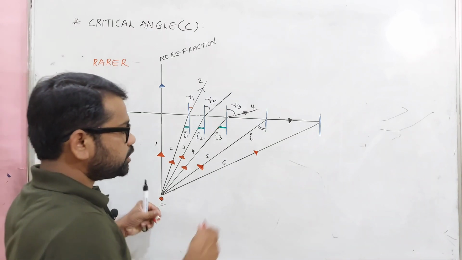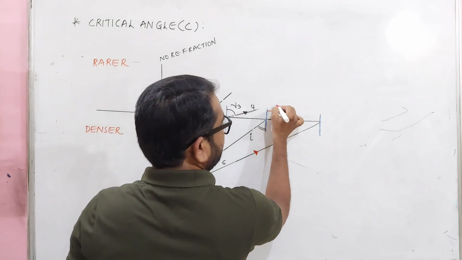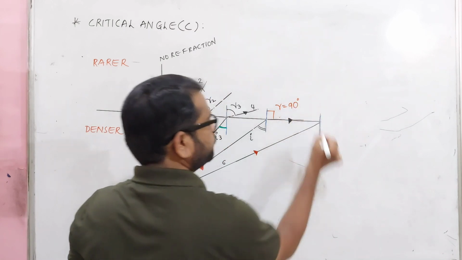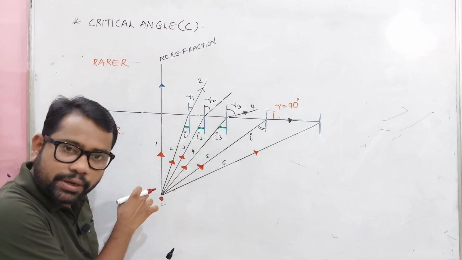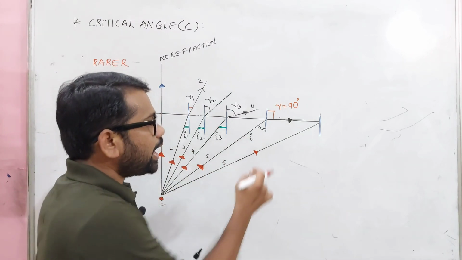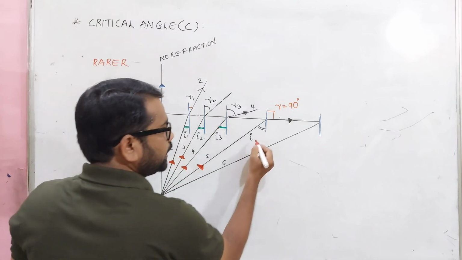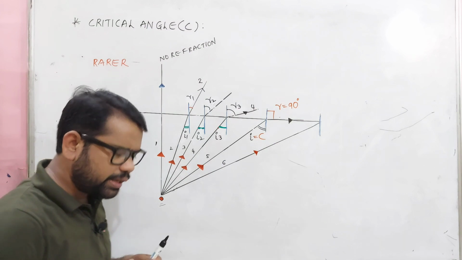This is a special angle of incidence for which the angle of refraction is going to be 90 degrees. That particular angle of incidence in a denser medium for which the angle of refraction in a rarer medium is 90 degrees is called the critical angle. This is called the critical angle. Very important. Simple, children. Very simple.